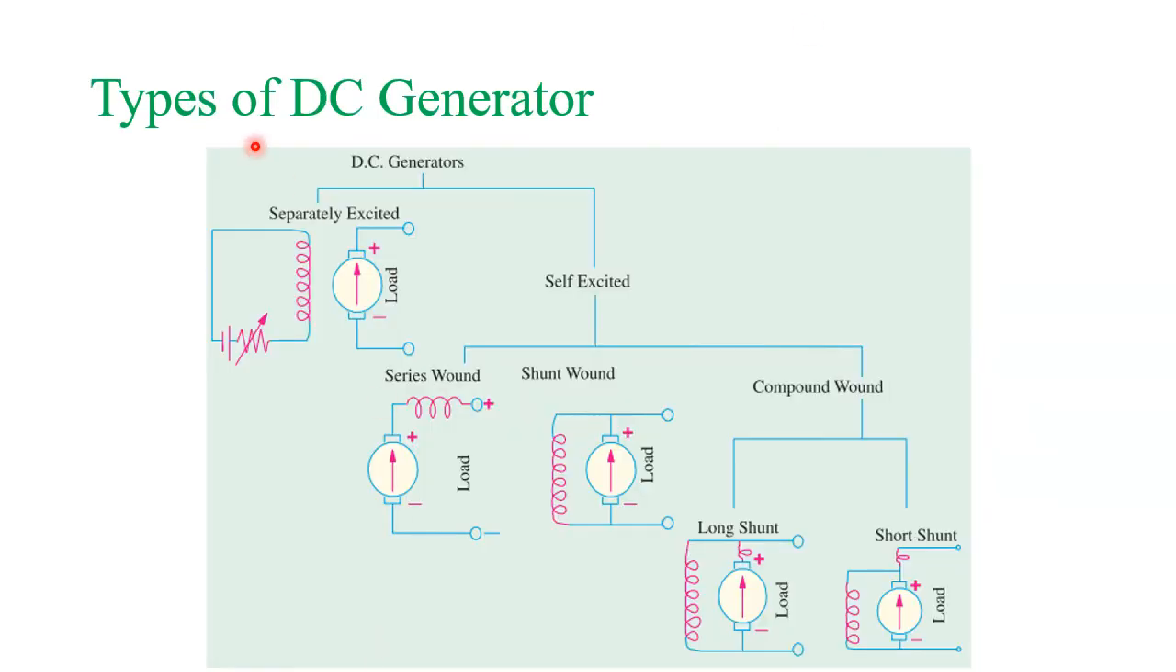This diagram gives you the overall classification of DC generators. As we have discussed, it is broadly classified into self-excited and separately excited based on the excitation of the field winding. Here you can notice there is a separate supply given to the field winding, and in self-excited there is no separate excitation for this winding. Self-excited is further classified into series, shunt, and compound, and compound is further classified into long shunt and short shunt. So this is the diagram showing all the types of DC generator.